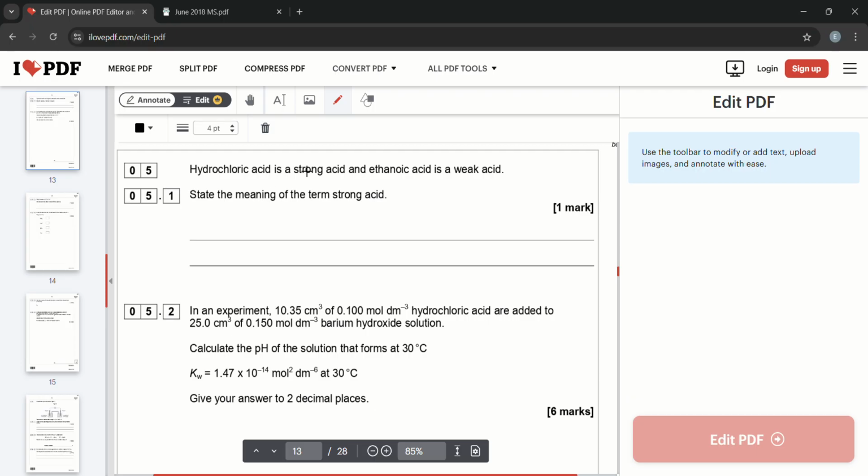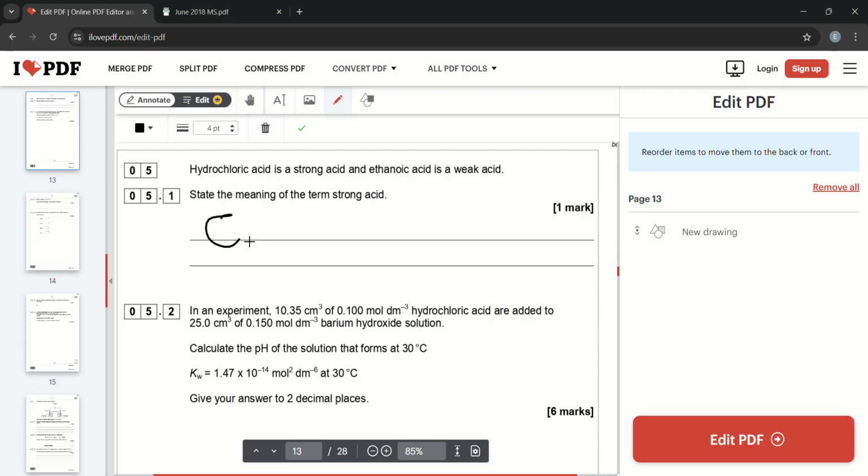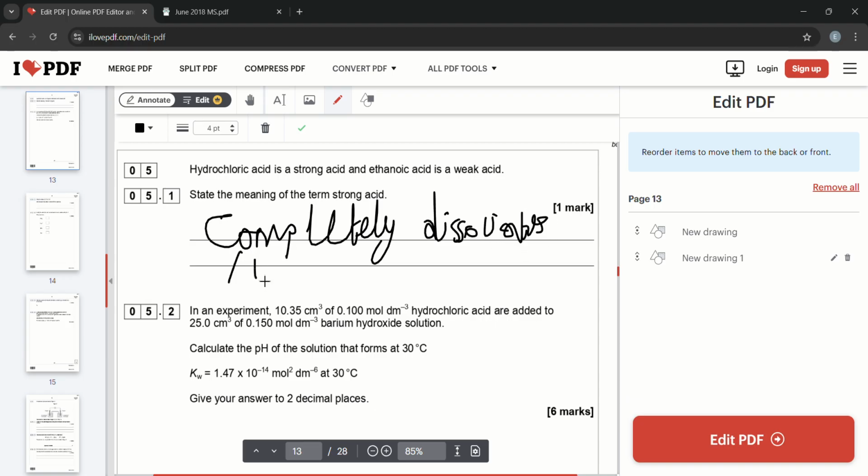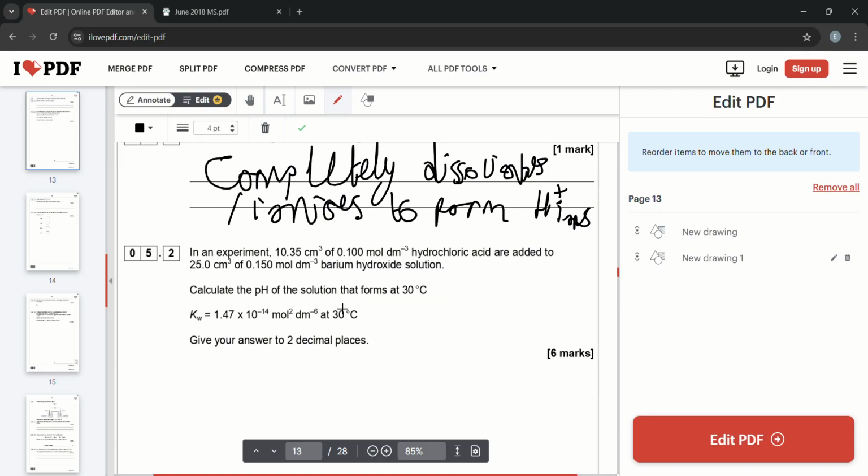Question 5: hydrochloric acid is a strong acid, arsenic acid is a weak acid. State the meaning of the term strong acid. A strong acid completely dissociates / ionizes to form H plus ions.